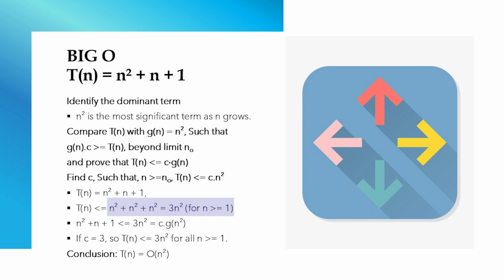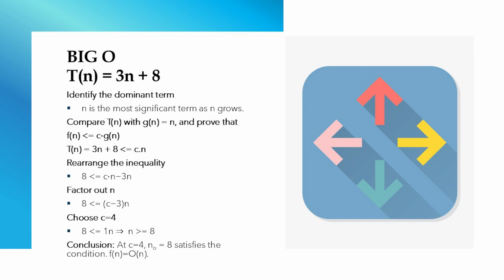For n greater than or equal to 1, we can see that n raised to power 2 plus n plus 1 is less than or equal to 3n raised to power 2, which is the same thing as C multiplied by G(n) with n raised to power 2. Thus, we can say that at C equal to 3, the function holds true for n greater than or equal to 1. And in this case, we can say that our running time is big O of n raised to power 2. Let's take a look at another example.